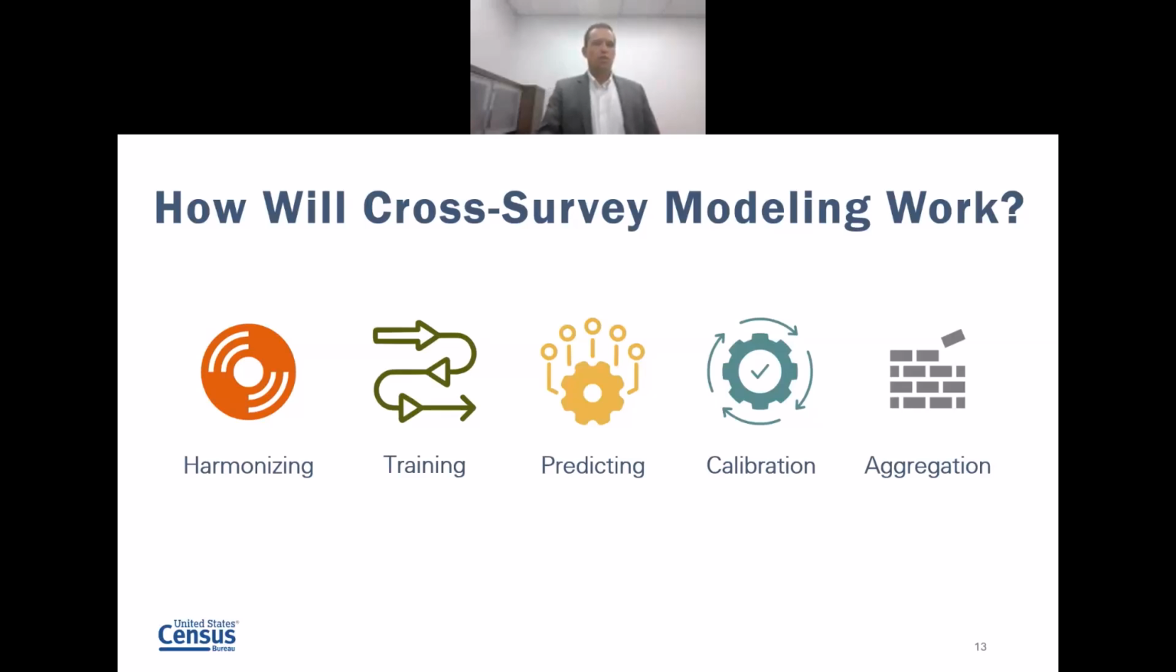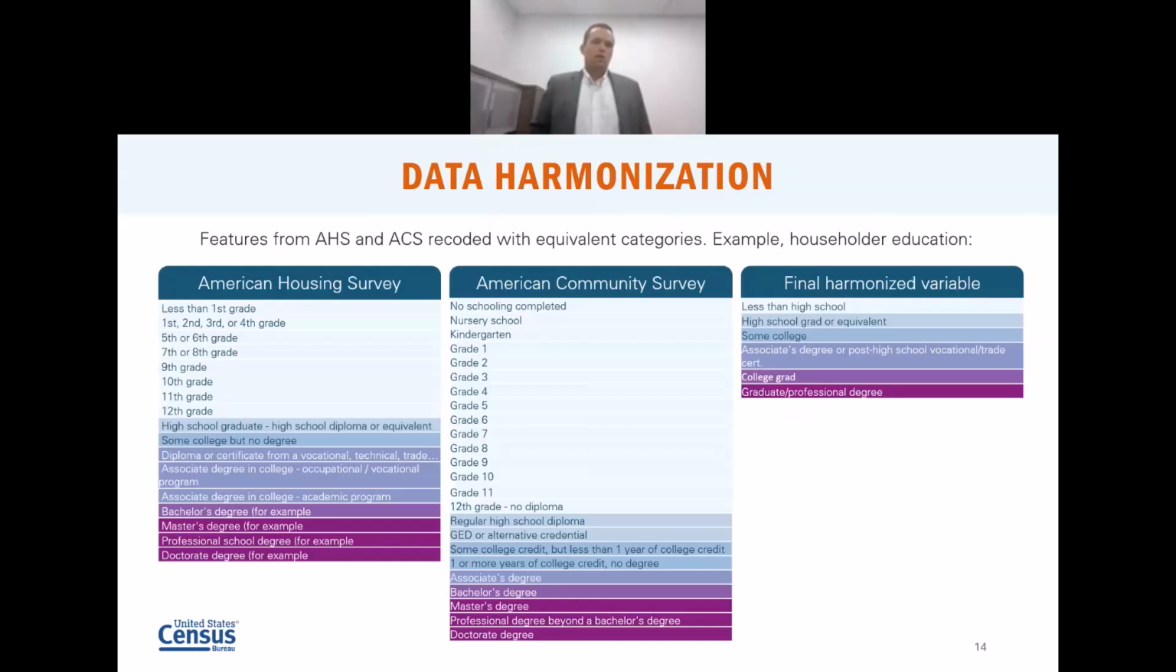But we started with harmonizing our data sets. We then go ahead and train a machine learning model. We apply the predictions from that machine learning model to the new survey, or to the more robust survey. The data is then calibrated, and we go ahead and we aggregate up that data into a usable estimate. And so when we were thinking about this for the American Housing Survey and the American Community Survey, there was data harmonization that needed to be done.